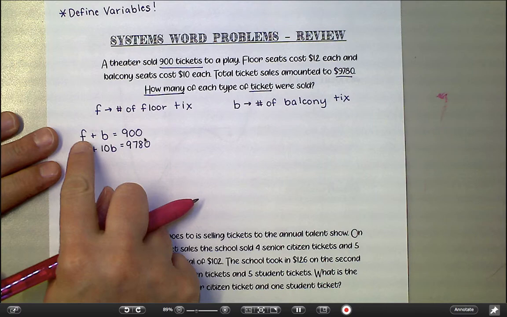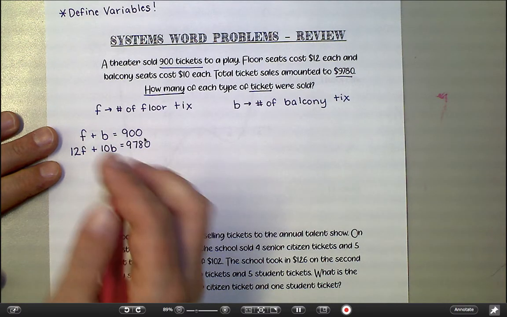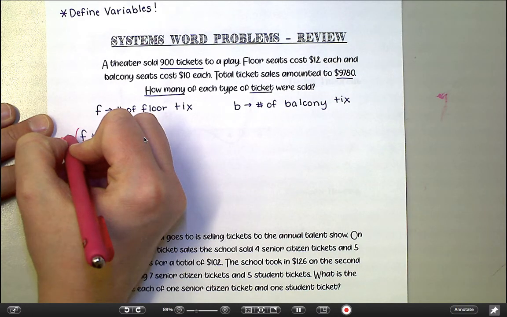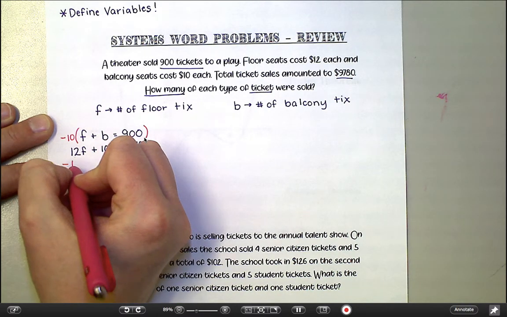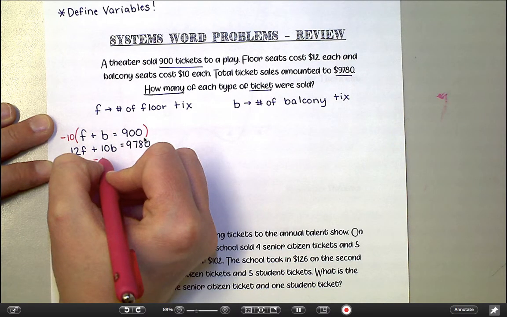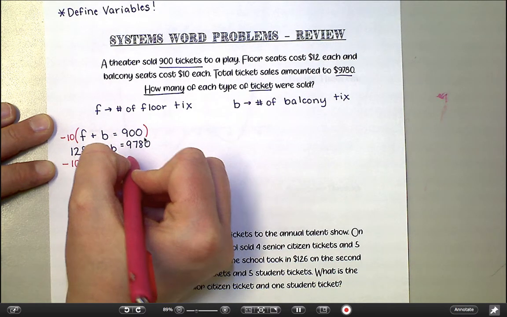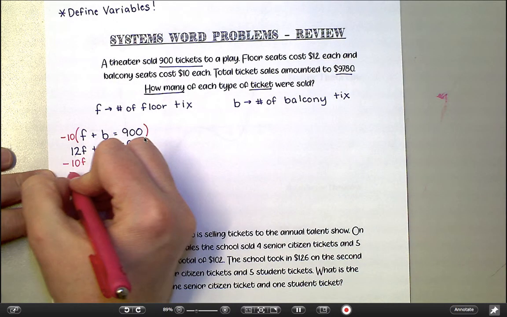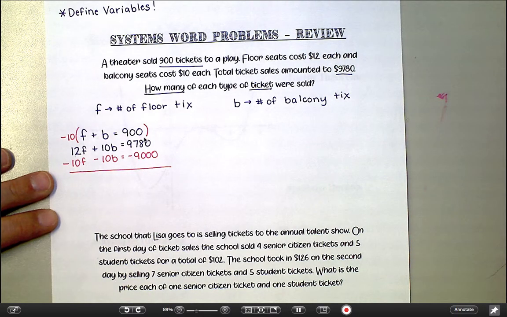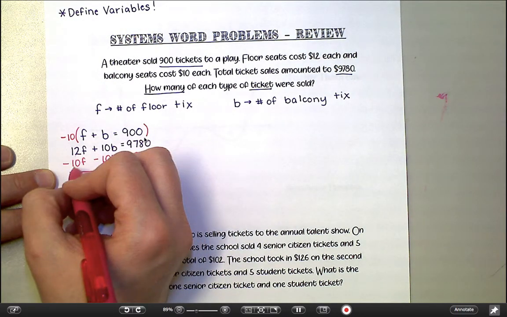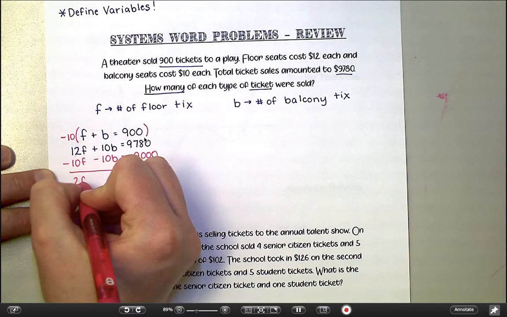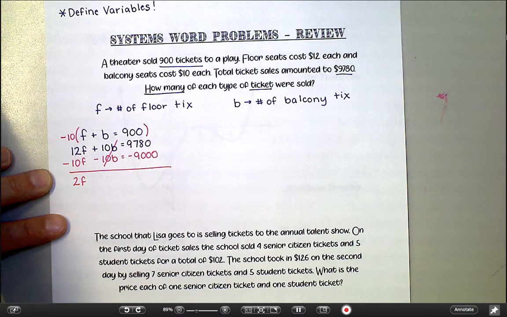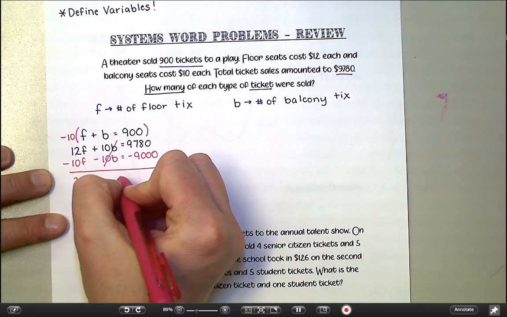So we can eliminate the F or the B. It really doesn't matter. I'm going to go for the B. So I'm going to multiply by negative 10. So I'm going to have negative 10F minus 10B equals negative 9,000. And then I'm going to add together going up and down. So 12 plus negative 10 gives me 2F. My B's cancel out, which is what I wanted to have happen. And when I add together 9780 and negative 9,000, I get 780.